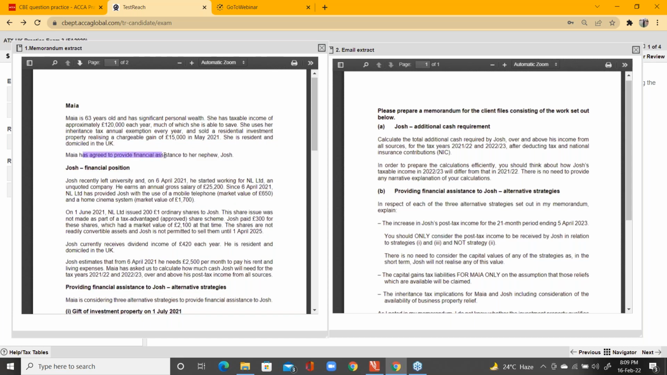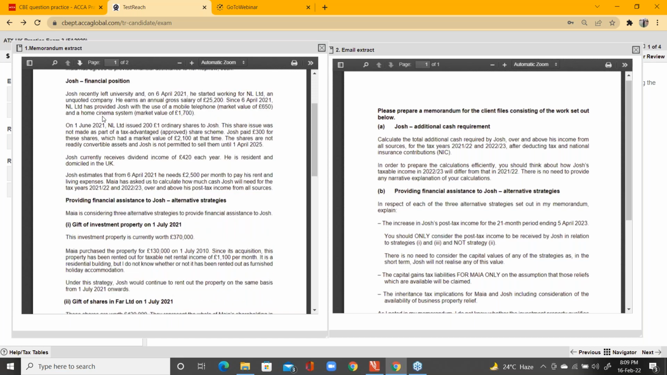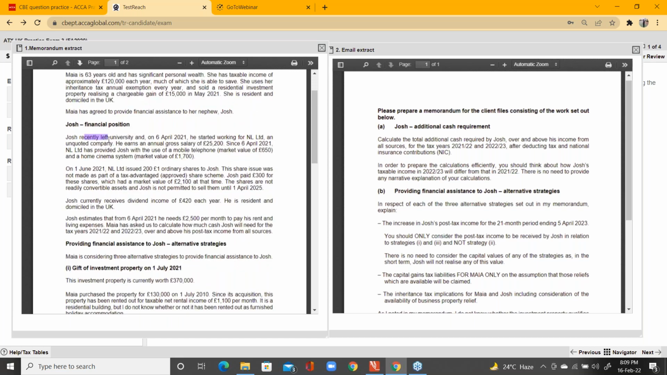Maya has agreed to provide financial assistance to her nephew Josh. Josh's financial position: Josh recently left university, and on 6 April 21, the start date of the fiscal year 21-22, he started working for NL Limited, an unquoted company. Okay, which means he would be getting employment income.